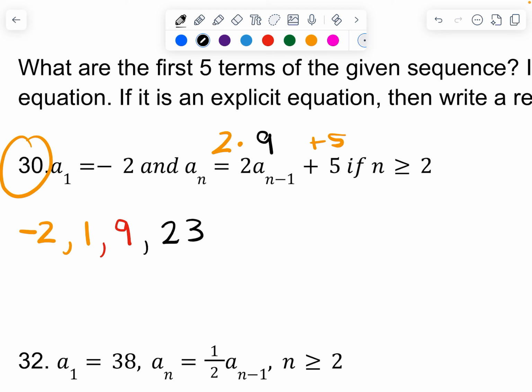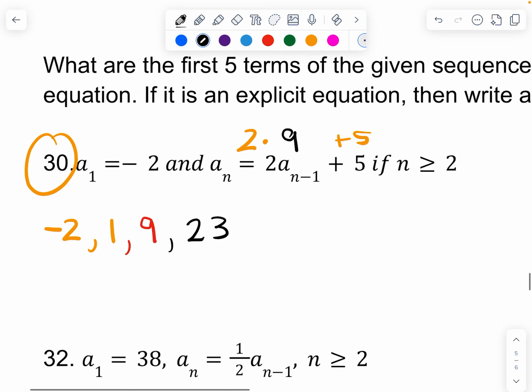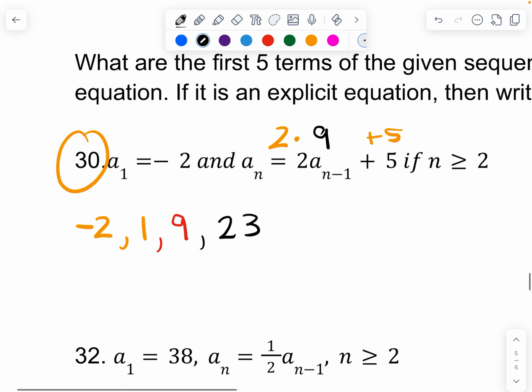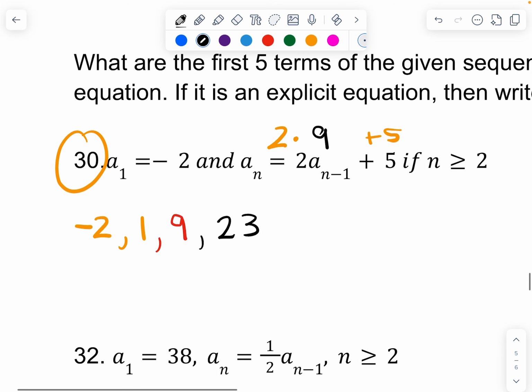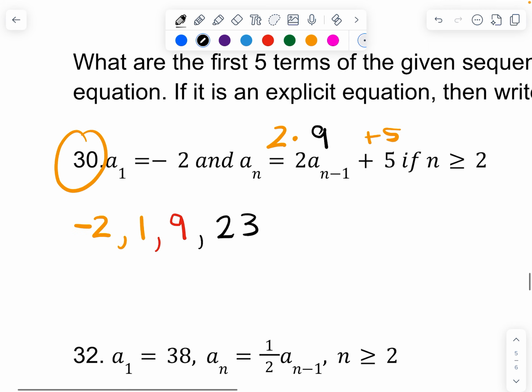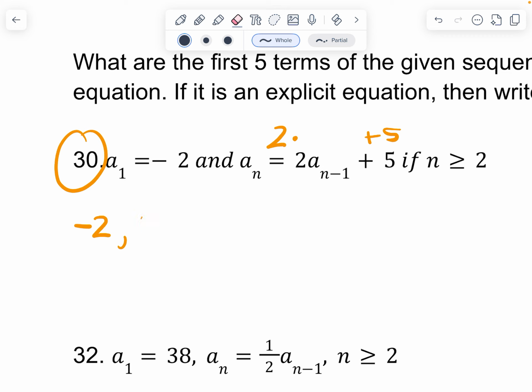1, 2, 3, 4. Oops. Did I do that right? 1 times 2 is... I did not do that right. I knew those numbers were looking a little weird.